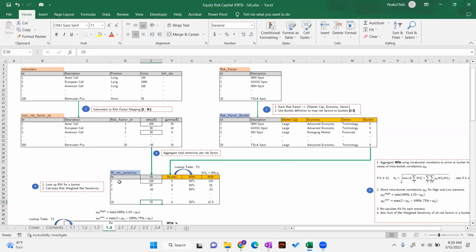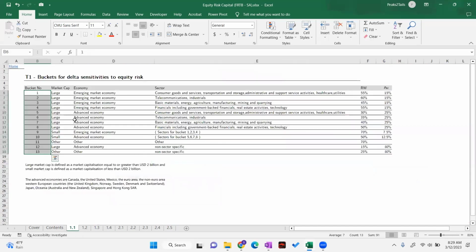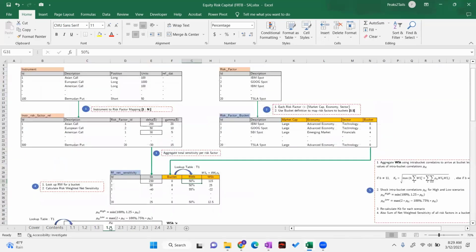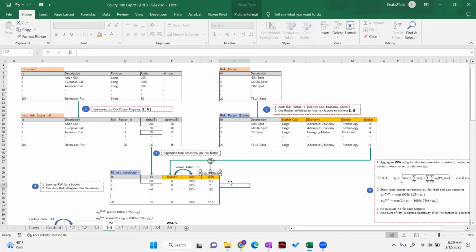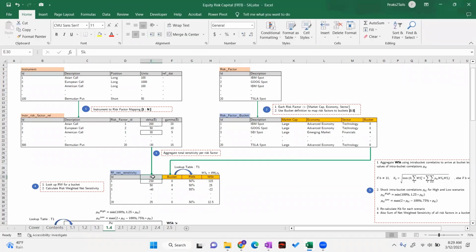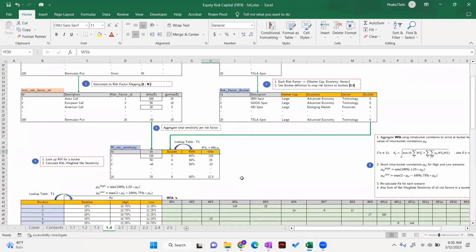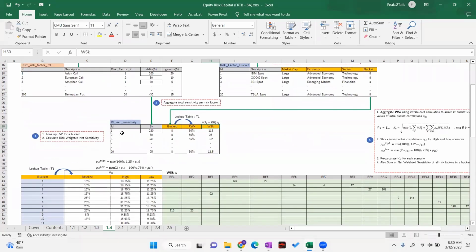Straightforward. Every risk factor is mapped to a bucket, 1:1. Every bucket has a risk weight. That also comes from the first table. Okay. We got the risk weight. Now you just weight the net sensitivity. WSK is weighted net sensitivity. This is the formula. Risk weight multiplied by net sensitivity gives you weighted risk sensitivity. We got WSK. Still, we have 20 risk factors.